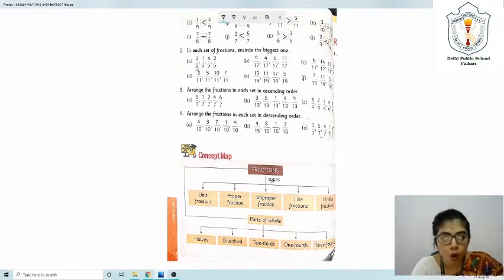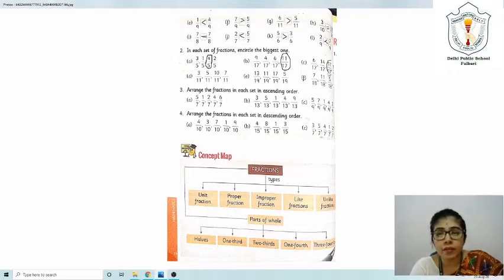So see here, all the denominators are 5. Here we have 3 by 5, 1 by 5, 4 by 5 and 2 by 5. So as we can see, 4 by 5 is the biggest. Now next one, 17 we have in the denominator and the biggest numerator is 11. So 11 by 17. Now the next one is 6 by 17, 4 by 17, 17 by 17 and the last one is 16. So we have 17 by 17 as the biggest.